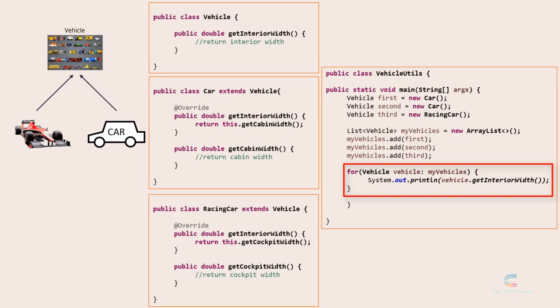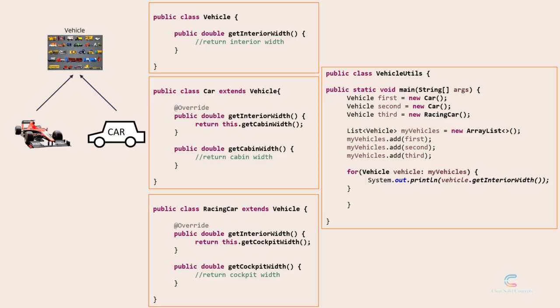First two iterations, the getInteriorWidth method gets called on the car objects. The car objects in turn call their getCabinWidth method. In the third and last iteration, the getInteriorWidth method gets called on the racing car objects, which in turn call their getCockpitWidth method. So all calls work correctly. And the whole thing is dynamic.